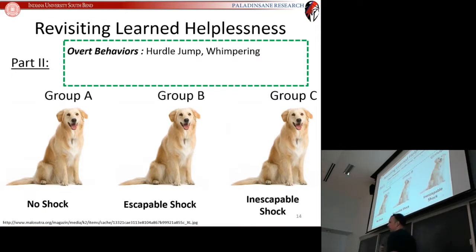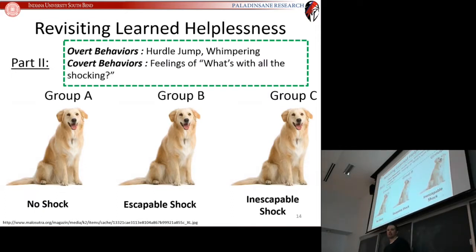And then once again, covert behaviors. I'm sure a lot of them started getting fed up with the shocking. Not something that you can directly observe, but behaviors nonetheless. So always keep in mind that a covert behavior cannot be observed. We might observe outcomes of that behavior. Those are overt. But if it cannot be observed, that's a covert behavior.